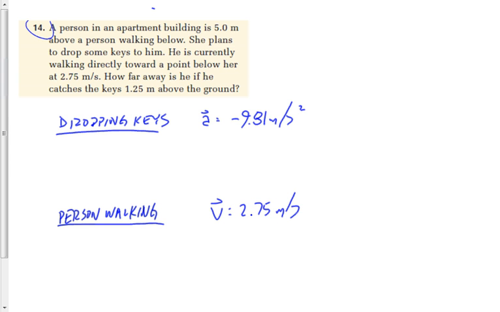So we're going to say the displacement of the keys is going to be what? How far are the keys falling? Yeah, 3.75 meters. We're going to make that negative, though, because it's downwards, right? Why negative 3.75? He's 5 meters up, but the guy catches them 1.25 meters up, so the displacement of the keys ends up being negative 3.75. Make sense?